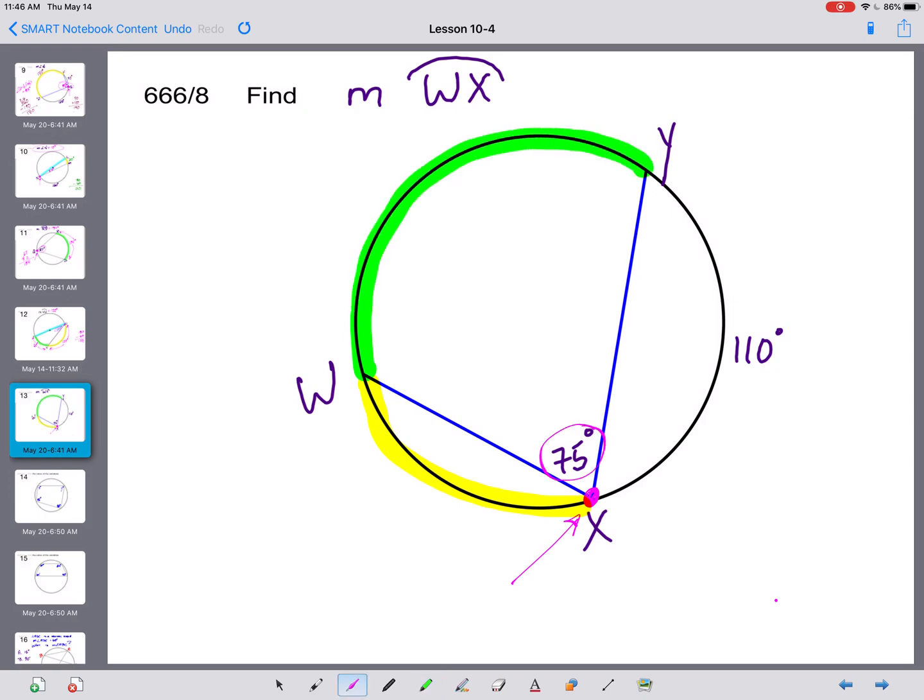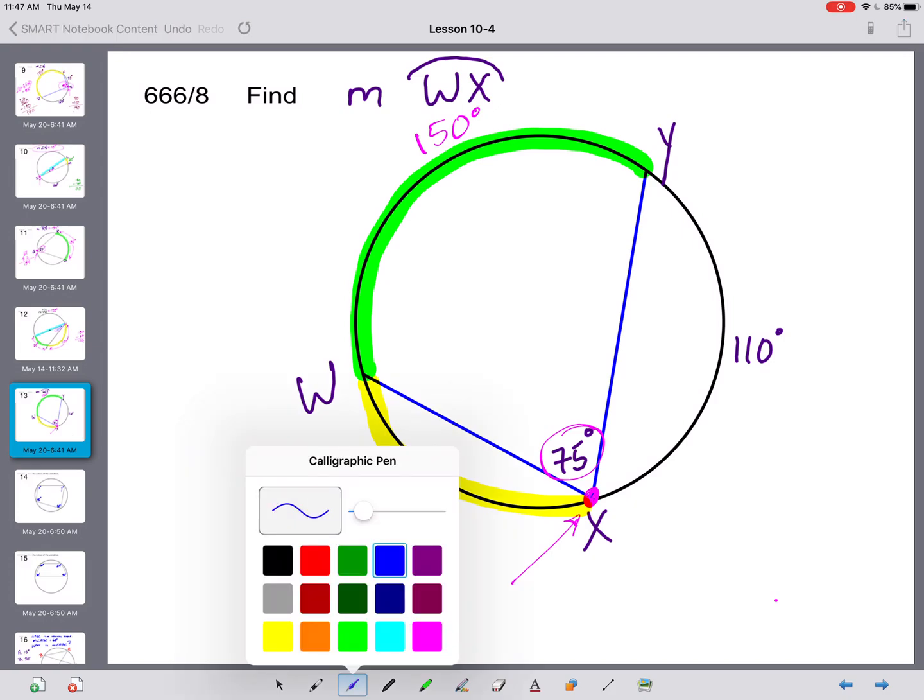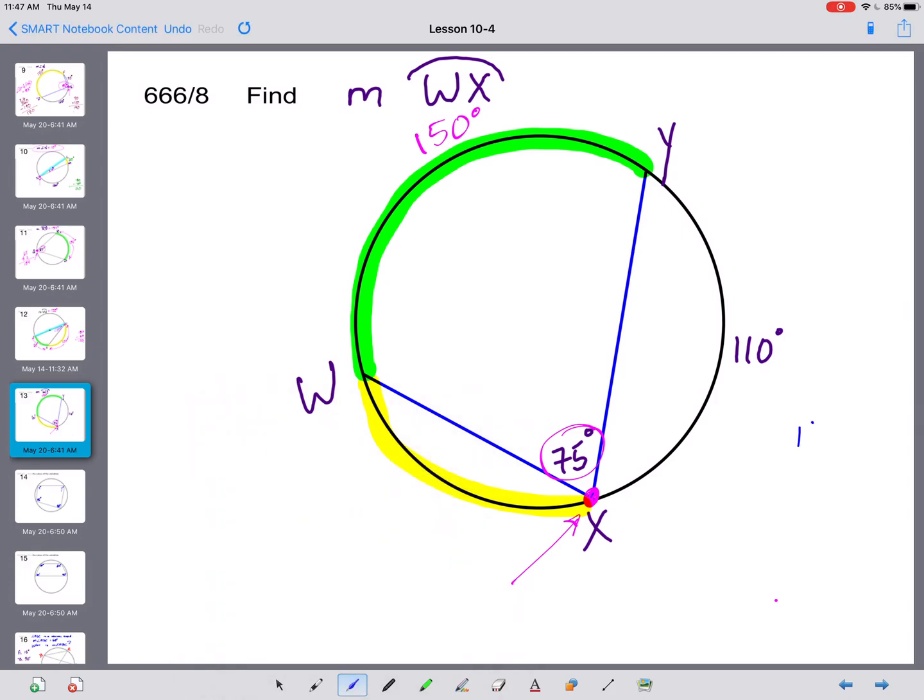Inscribed angle. It's half of the arc that it opens up to. Double 75, what do you get? You get 150. Now, how do you find the yellow arc? Yeah, once again, all the arcs, they add up to 360. So let's see, how much did we already use? What did we use already? We used 150 and 110.